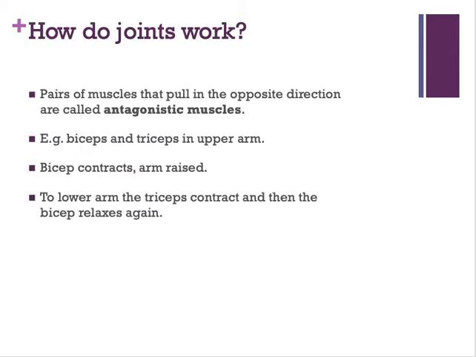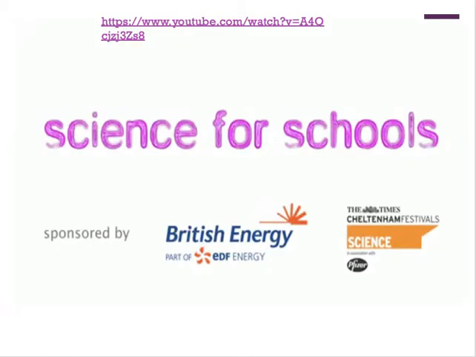So we call these pairs of muscles that work to open and close a joint antagonistic muscles because they're a pair that work against each other effectively, or in opposite directions. And our example that we just looked at there was the biceps and triceps. The biceps contracts to raise the arm, and then the triceps contracts to lower the arm. And there's a YouTube video of that that you can watch as well. It's a funny one.